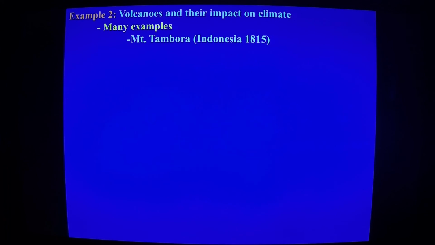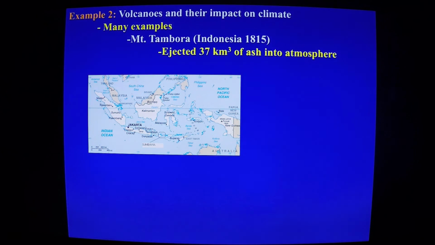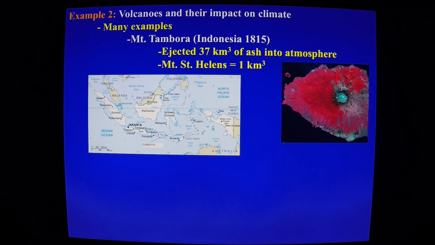One final example I'll give you today is volcanoes. Now, here in Colorado, we don't live by volcanoes. But that's not to say that volcanoes can't affect us. They do. One great example is Mount Tambora. This is a volcano in the island nation of Indonesia back in 1815. And it was a large eruption. It ejected 37 cubic kilometers of ash into the atmosphere. Now, I know none of you probably have a good sense for what 37 cubic kilometers of ash really is. But to compare it, Mount St. Helens was actually 1 cubic kilometer. So this eruption was about 40 times bigger.